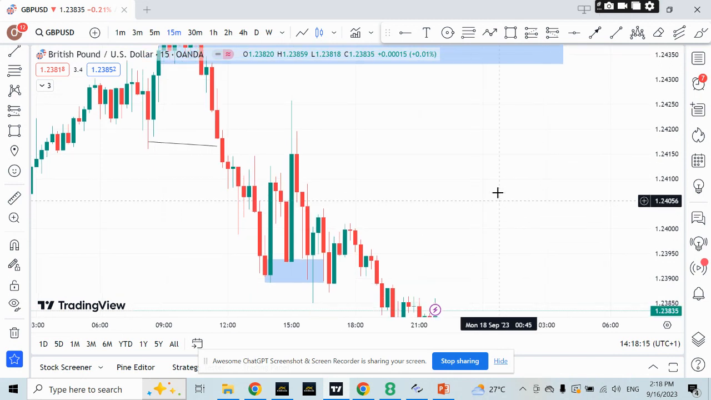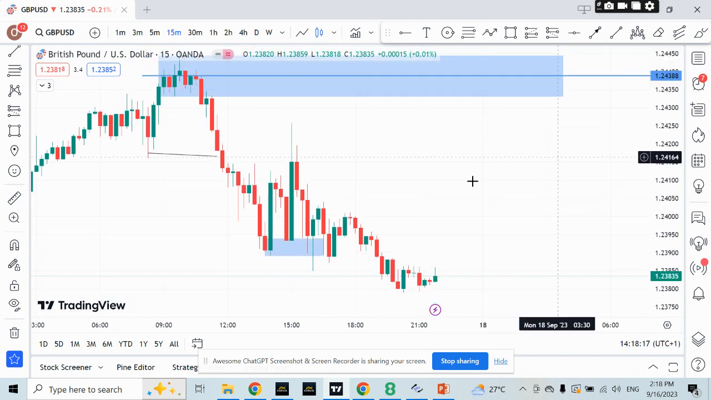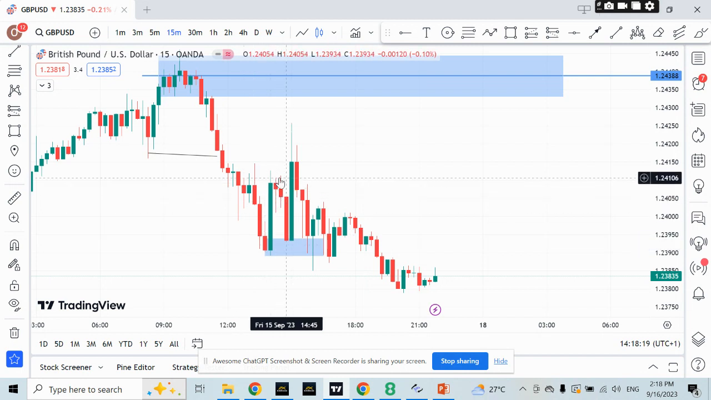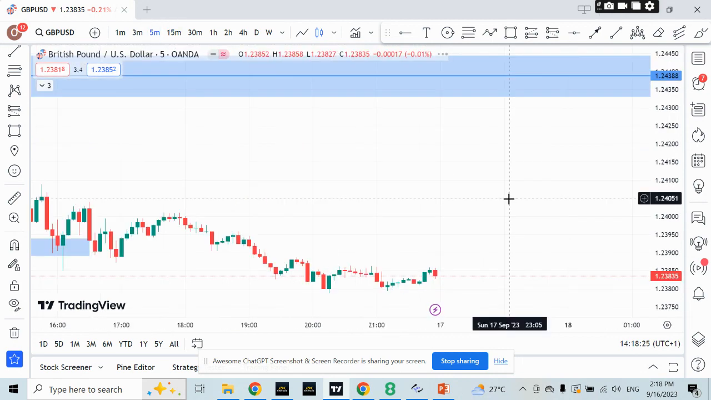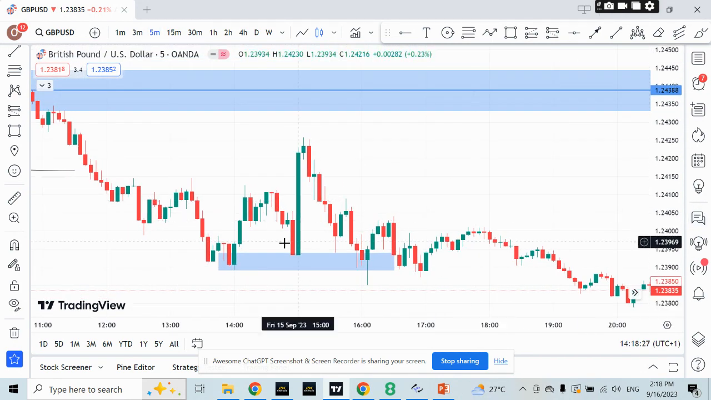Because we actually had a change in character, a break of structure. If you go to the lower time frame, you see that this is a change in character. Let's move to the 5 minutes. So you see what I'm talking about. So you see, this is change in character, break of structure, giving us a very high impulse move here. And this happened on Friday, actually, yeah, Friday.